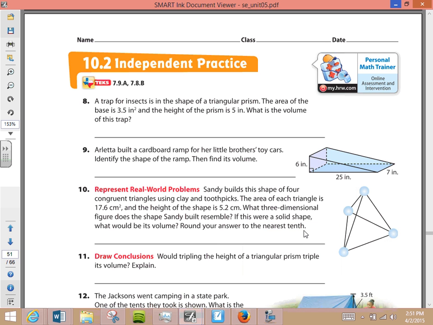All right, so let's start on number 8. A trap for insects in the shape of a triangular prism. If I get distracted one more time, I'm just going to pick up your paper. All right? Let's focus. The area of the base is 3.5 inches squared, and the height of the prism is 5 inches. What is the volume? What do you do?